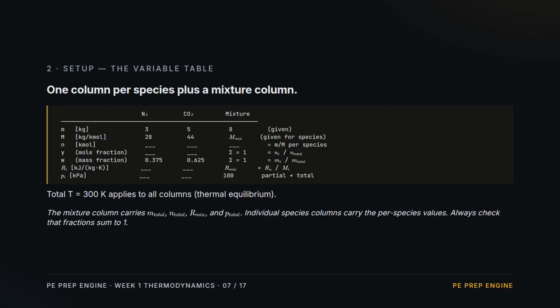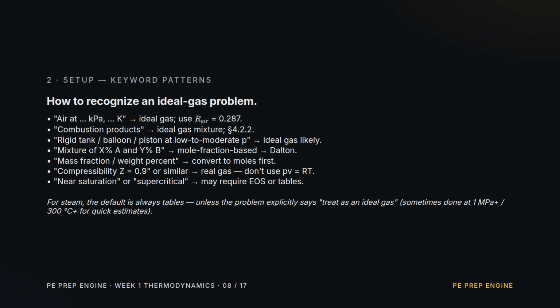Build the variable table. 1 column per species plus a mixture column for totals, with rows for mass, molar mass, moles, mole and mass fractions, specific gas constant, and partial pressure. Givens are the masses, molar masses, total temperature, and pressure. Everything else is computed. Same T for all species. Verify both fraction sets sum to 1. A free sanity check.